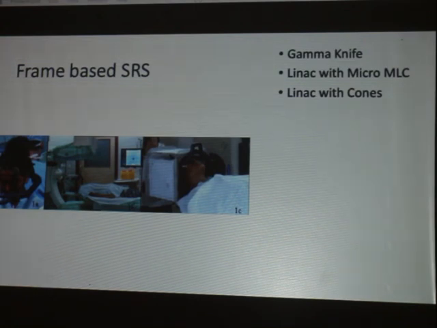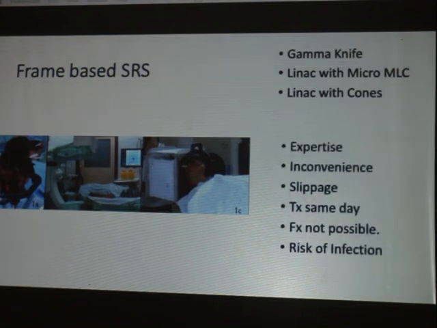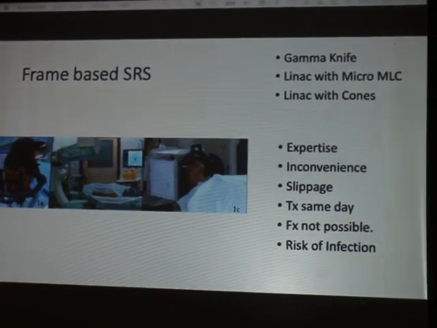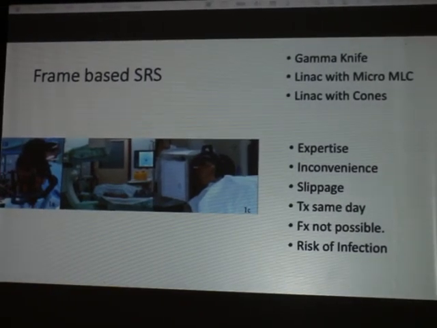When radiosurgery was initially started in the 1970s or 80s, we used to have a frame. It was started initially for brain lesions, because we used to fix the frame to the patient, with painful nails pinned into the patient's head. The problem with this frame is the inconvenience, and the patient needs to be treated on the same day. You cannot fractionate the treatment because the patient is in a frame. You have to remove the frame, and there is a risk of infection because you are putting nails into the skull.